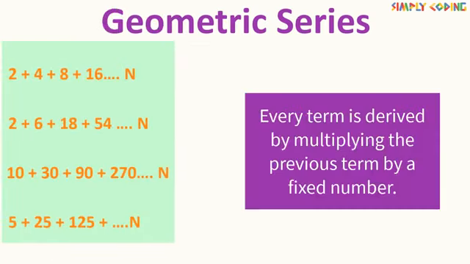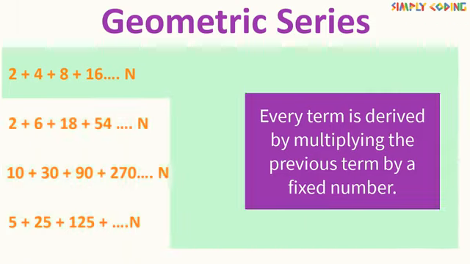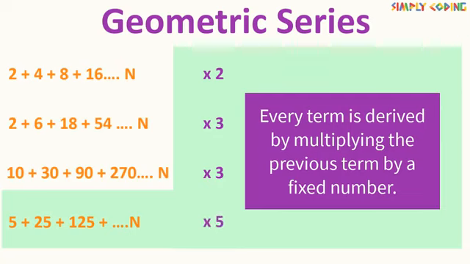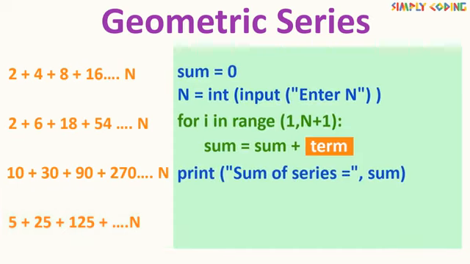In this, every term is derived by multiplying the previous term by a fixed number. Like the first one is getting multiplied by 2, second and third are getting multiplied by 3, and fourth is getting multiplied by 5, and so on. To solve any of these, we will first get the template we created earlier. Now let's learn the key part on how to find the sum of these series. Let's start with the first one.